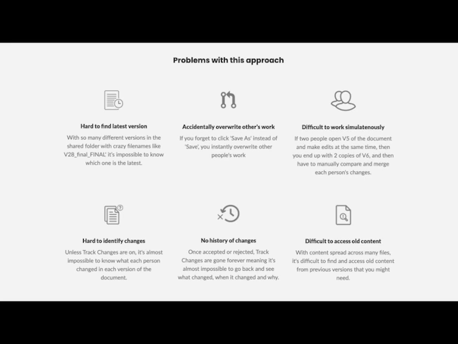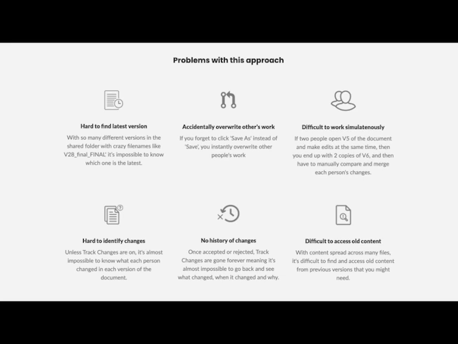Similarly, it's quite easy to accidentally overwrite someone's work. If you forget to do save as instead of save, you'll instantly overwrite all that person's previous work, and quite possibly, apart from just overwriting their work, you'll also delete all of their changes from the history of the document, so you don't know what they added at what point in time, etc. It's also very difficult to work simultaneously.